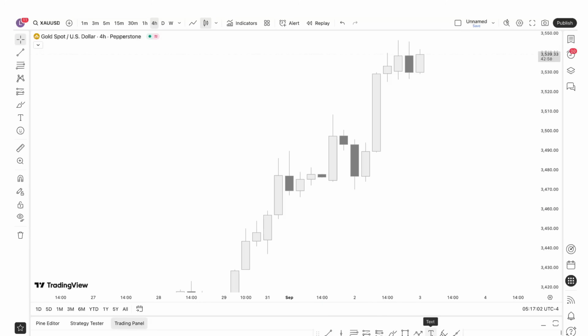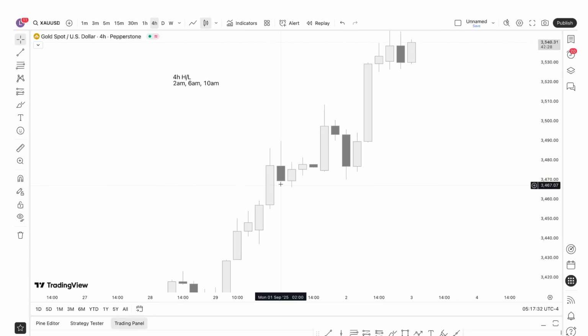Firstly, I would like to recall some basics. The first thing we will be looking for is the 4-hour candle high or low, right? The 4-hour candle should be forming at either the 2 a.m. candle, the 6 a.m. candle, or the 10 a.m. candle. We will look only at the 2 a.m., 6 a.m. and 10 a.m. candles. So here I will be considering this one and this one, 2, 6 and 10.